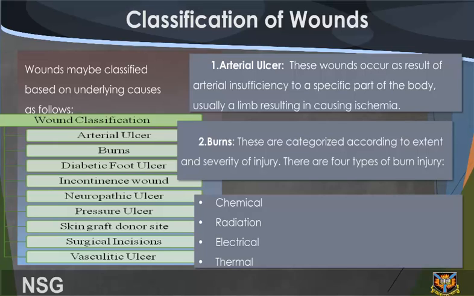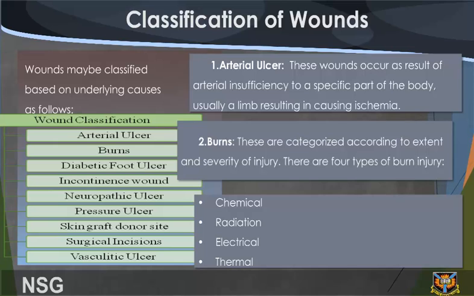Classification of wounds. Wounds may be classified based on underlying causes as follows: arterial ulcer, burns, diabetic foot ulcer, incontinence wound, neuropathic ulcer, pressure ulcer, skin graft donor site, surgical incisions, vasculitic ulcer.